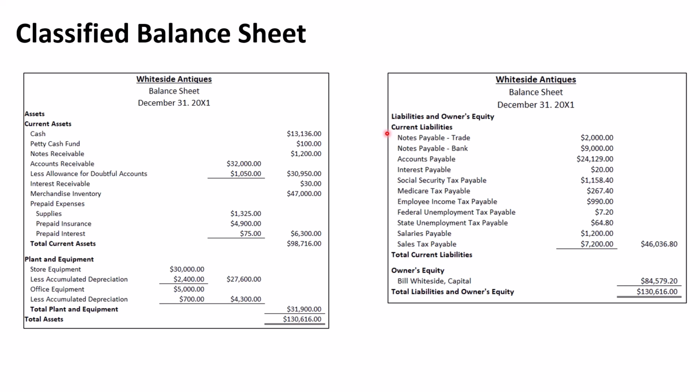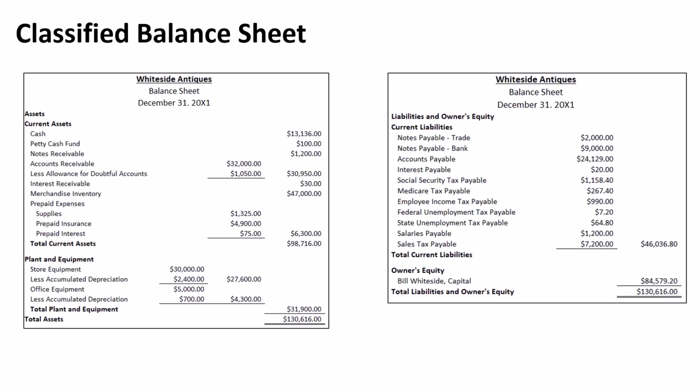Management must ensure that funds are available to pay current liabilities when they become due in order to maintain the firm's good credit reputation. Whiteside Antiques has $46,036.80 in current liabilities. Long-term liabilities are debts of the business that are due more than 1 year in the future. Although repayment of long-term liabilities might not be due for several years, management must make sure that periodic interest is paid promptly. Long-term liabilities include mortgages, notes payable, and loans payable. Whiteside Antiques has no long-term liabilities.